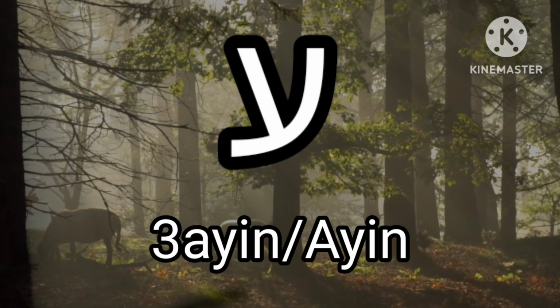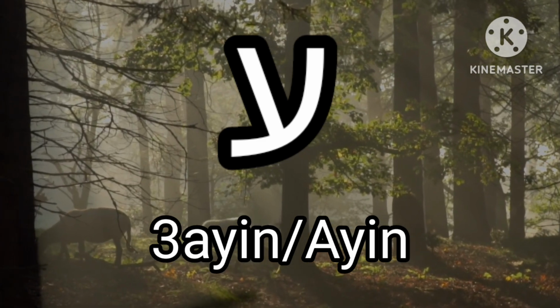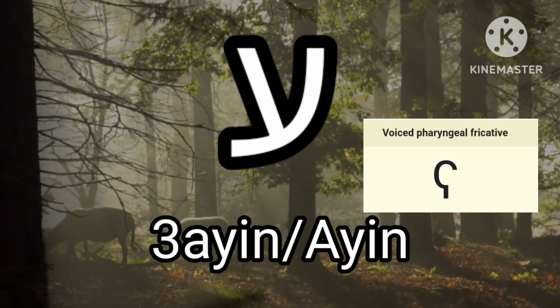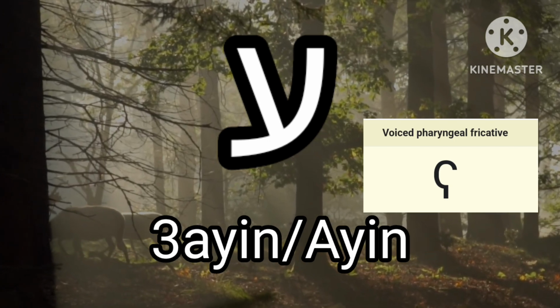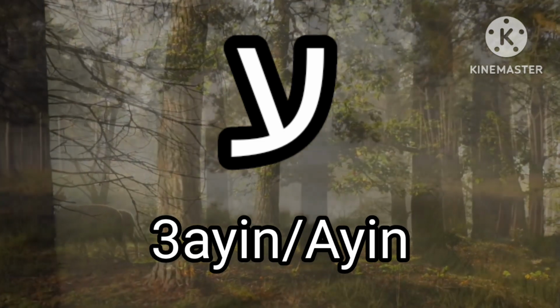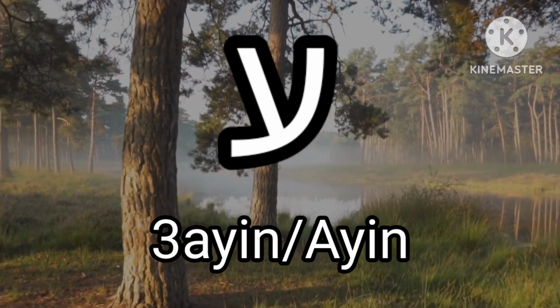Next is Ayin, which makes an extremely odd sound. If you speak Arabic, you probably know why. It makes the aw sound. It's like pushing your tongue really far back and making an A sound. As far as the letter looks, it looks like a Y.